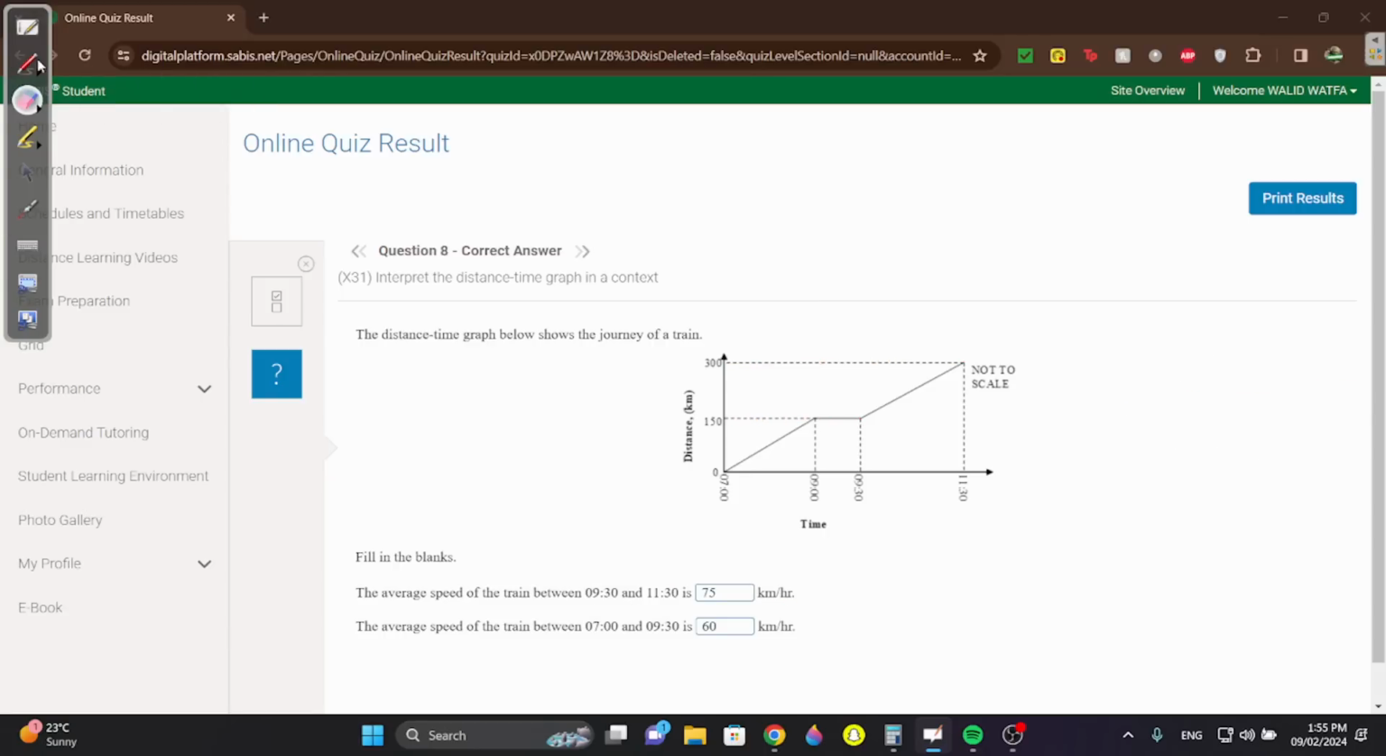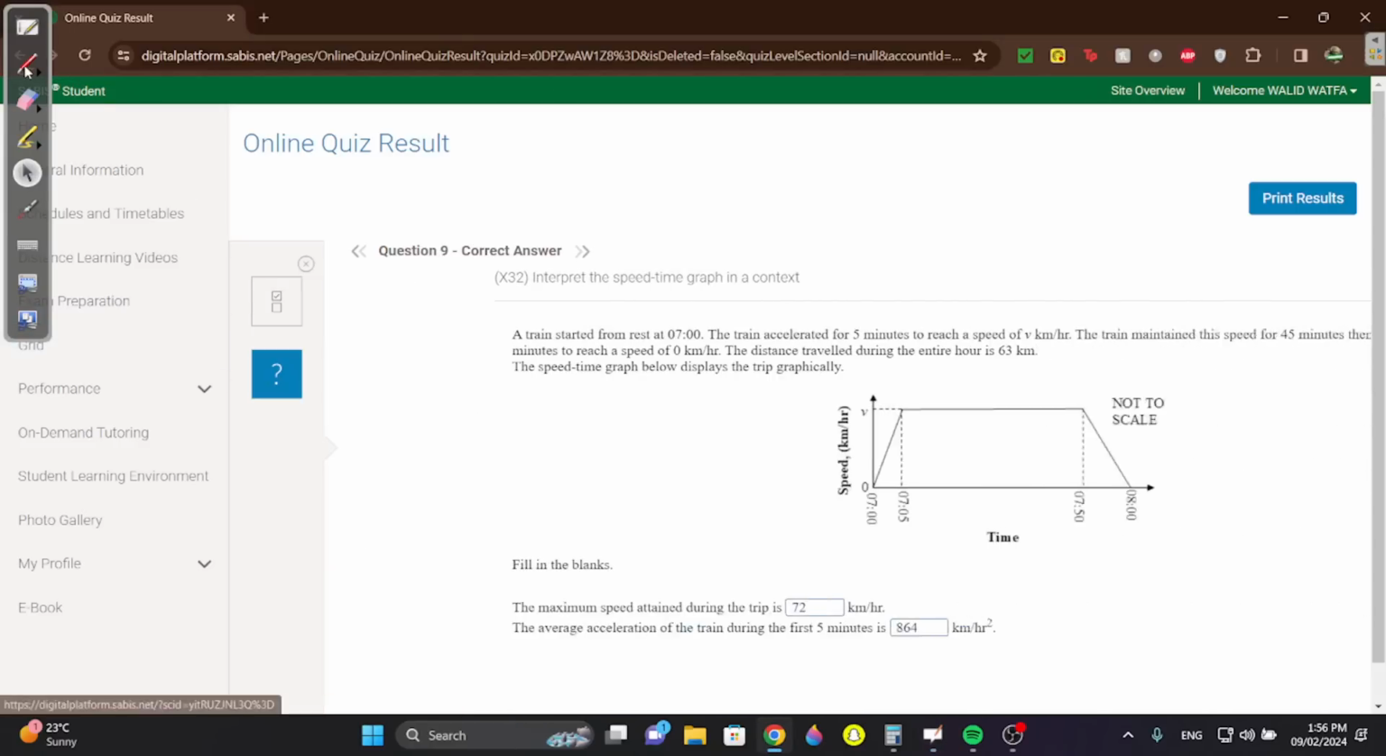Okay, between 7 and 9:30 is from here 7 at 0, and 9:30 is over here at 150. Over the time between 7 and 9:30 is 2 hours, 30 minutes. 30 minutes is half, right? Half an hour. So 2 and 2.5 hours. This is in every AMS quiz. You guys should be familiar with this question. 2.5, you get 60. Okay.